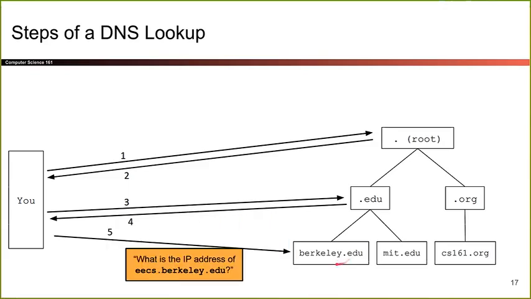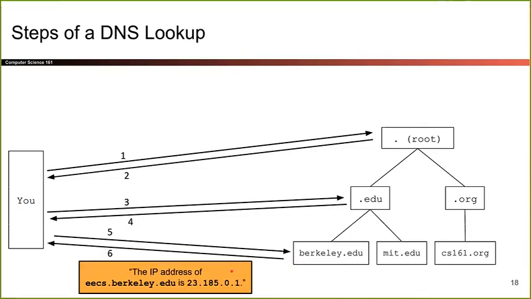So again, I don't have the answer, but I got closer, so that's good. And finally, I'll ask down here, well, the last person pointed me to you, so do you know the answer? What's the IP address of eeks.berkeley.edu? And they'll say, oh, wait a minute, they actually know the answer. So they'll give me the answer, the IP address is this. Because we have the answer now, we're done. It took a bit of traveling down the tree and back and forth, but eventually we got the answer.